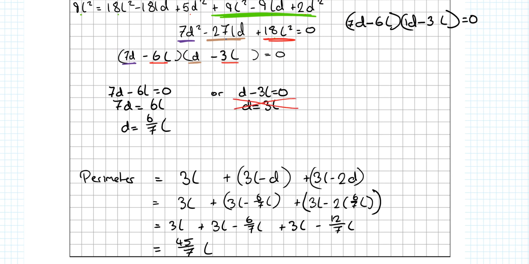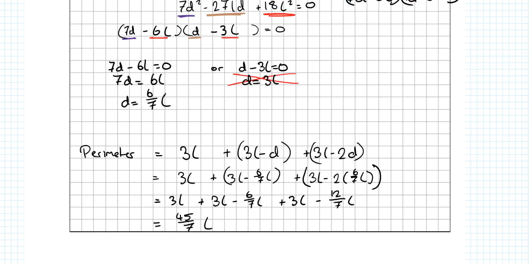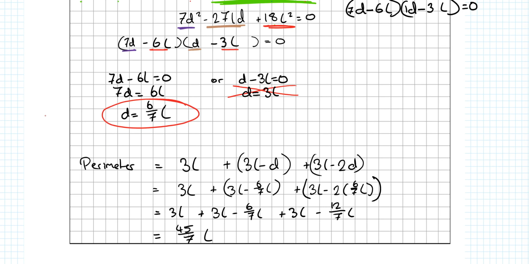It is not this, though. Because if you were to think about the lengths of the triangle, T2 would end up being 0 long, and T1 would end up being minus 3L long, and we can't really have minus lengths. So that doesn't work. So we're only using that answer right there. We're finding the perimeter, which is adding all the lengths of the triangle together. We're subbing in what we know D is. Multiply it out. Question done.